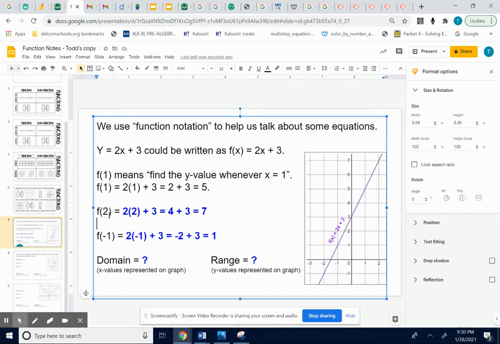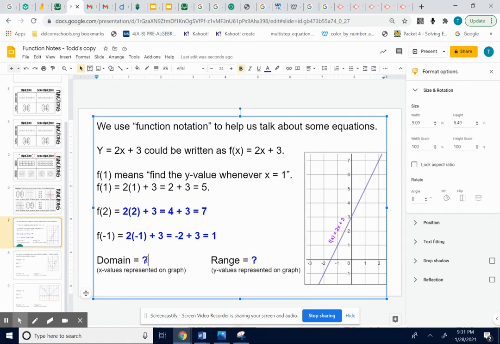F of 2 means find an x value of 2, and see what the function is equal to. Find the y value. F of 2 would be this 7. F of negative 1, find negative 1 on the x-axis. F of negative 1 would be right here at 1. Okay, so just notation. We said domain is the x values, and we said range was the y values.